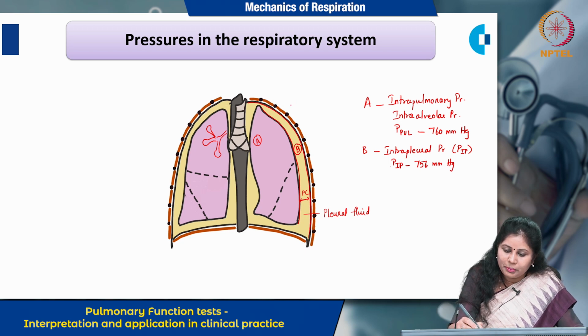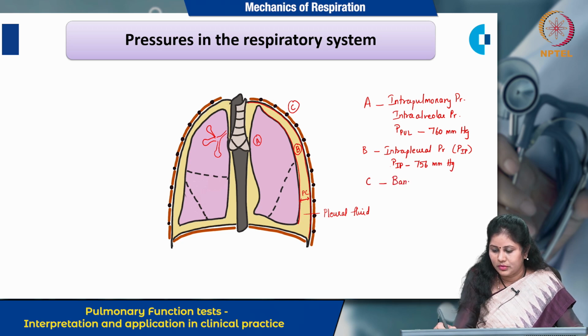There is another pressure which is acting on the chest wall, that is C, which is actually the barometric pressure, or atmospheric pressure.